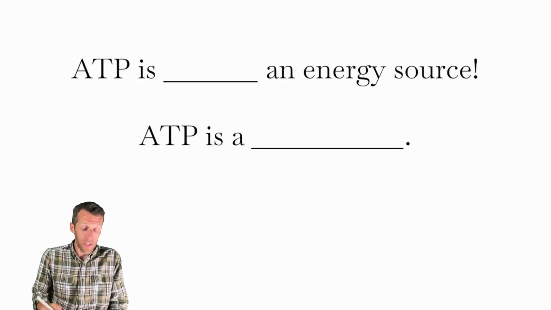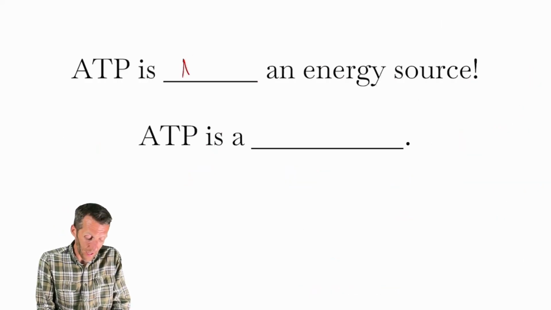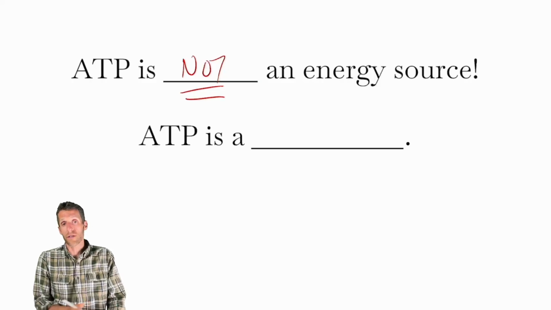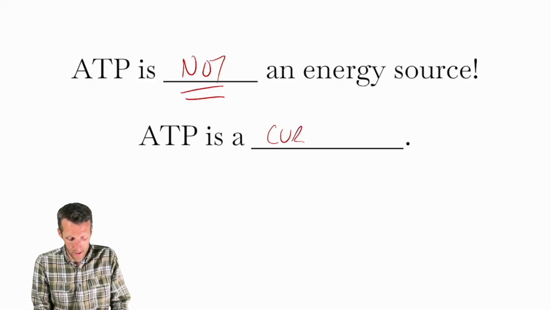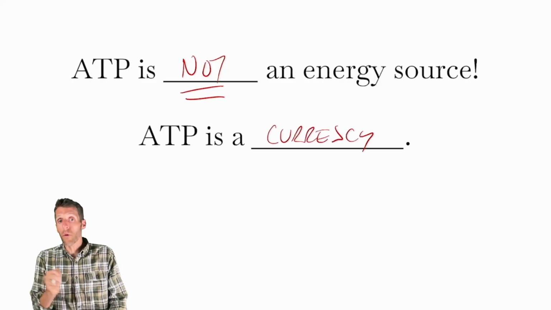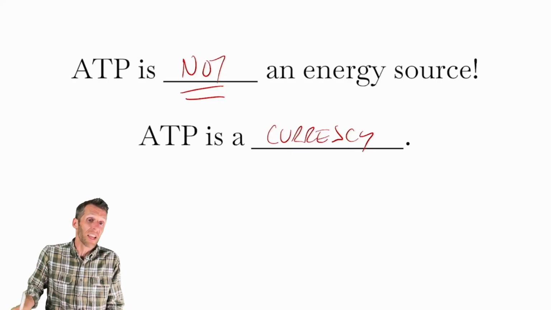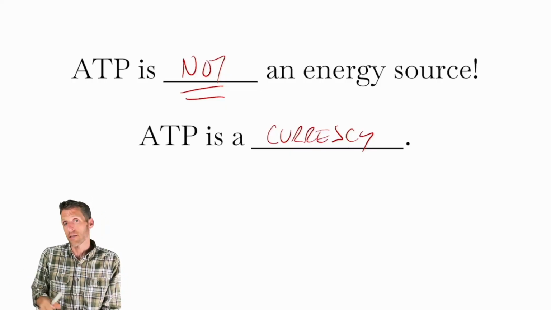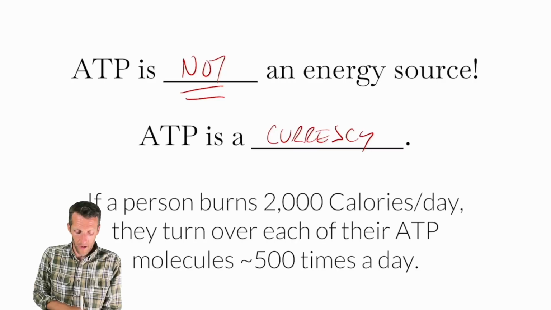The way we reconcile them is recognizing that ATP is not an energy source. ATP is a currency. It's a way to move around energy that we get from somewhere else, but it is not itself a source of any energy in cells. It's just a way to move energy around.